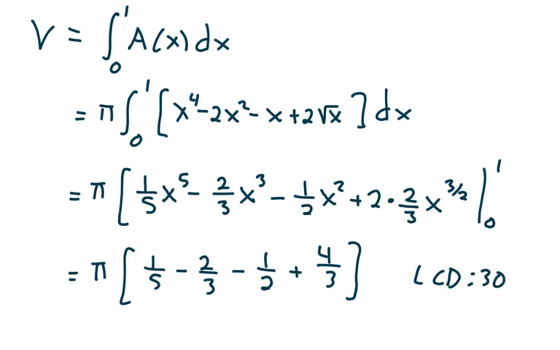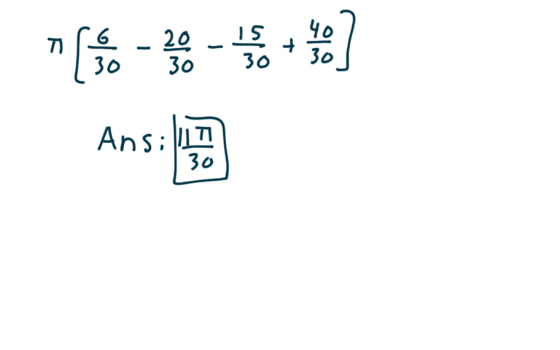If I plug 1 in for x, I get pi times the quantity 1/5 minus 2/3 minus 1/2 plus 4/3. And I just simplify that, right? And I end up with 11 pi over 30. I got a common denominator up above. That was 30, and rewrote each of the numbers with a 30 in the bottom.